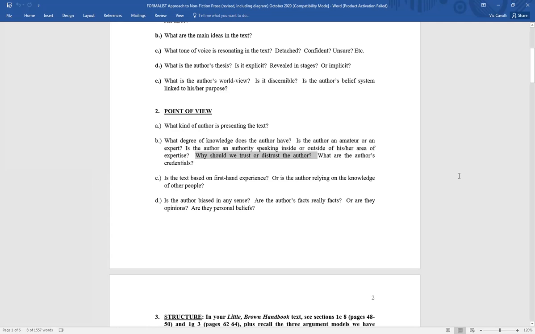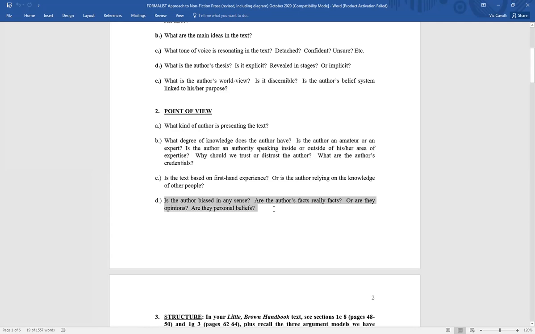Is there any motive she might have for trying to get the music industry off the hook, so to speak? Be critical. Think about it. Don't just take it at face value. Is the text based on firsthand experience or the knowledge of other people? That's something to think about. Is the author biased in any sense? Are these really facts, or are they opinions or personal beliefs?